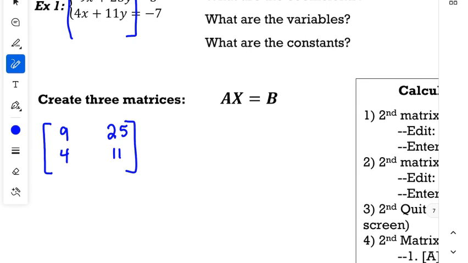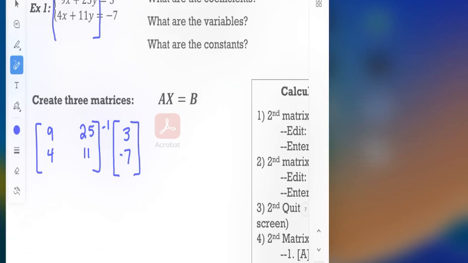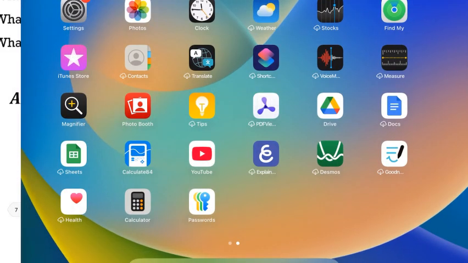And we're just going to talk about how we put it in the calculator. We know that it's going to be an equation that we solve for, and we do the inverse. So let's go ahead and write inverse on there. So inverse of matrix A times our constants that are on the other side of the equal sign. And we are going to put this into the calculator. So let's talk about how we'll do that.